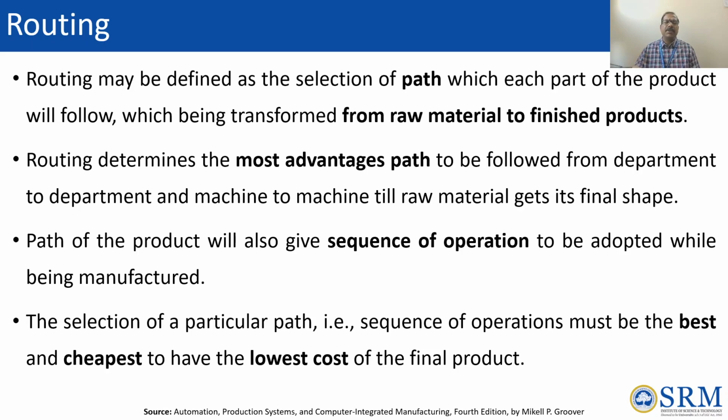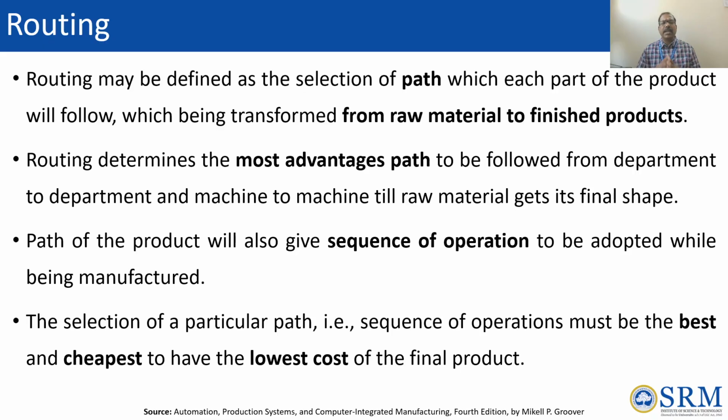So if the product travels department to department or machine to machine, the routing will determine the most advantageous path, which is good, adds value, reduces manufacturing cost, saves time, and reduces wastage. So many things are involved. This path will give us what sequence it should follow, that is, the sequence of operations to be adopted while being manufactured. The sequence of operations should be the best and cheapest to have the lowest cost of the final product. That is very, very important.